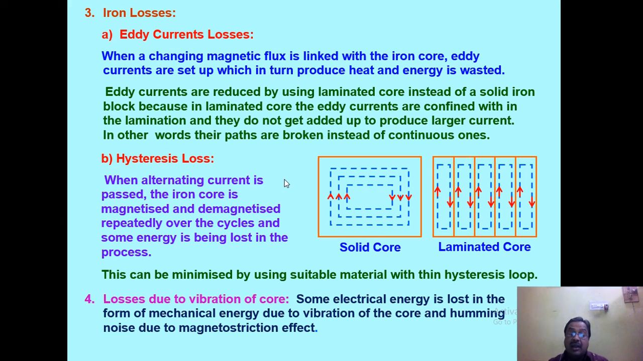In this case, some electrical energy is lost in the form of mechanical energy when the core vibrates due to flow of current, and hence a humming noise due to the magnetostriction effect occurs. So due to that, some loss of energy is likely to take place. These are the different losses. After going through these losses, now this is the case of the transformer. Here this can be minimized. The minimization process we have already discussed, and transformers find a number of uses in our day-to-day life.